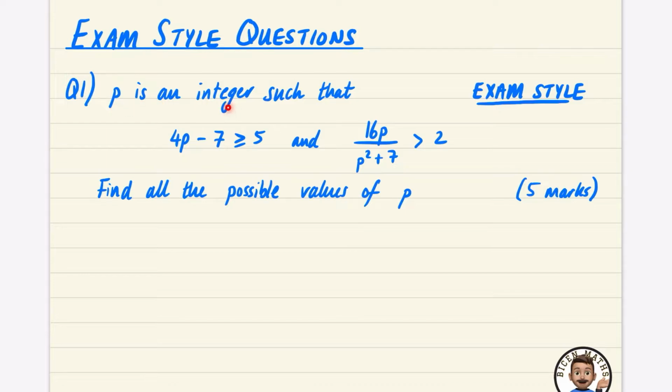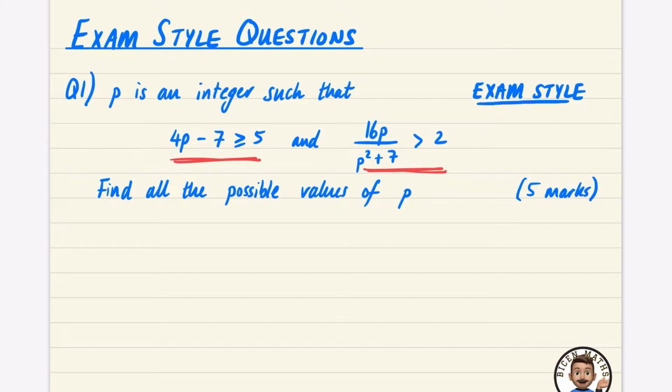It just says that p is an integer, which is important, it's a whole number, such that there is this inequality and there is this inequality. Find all the possible values of p. Well, this kind of feels like 2 separate questions. It feels like this question and it feels like this question over here.